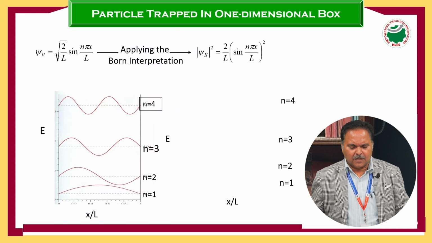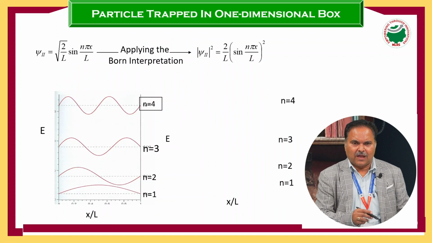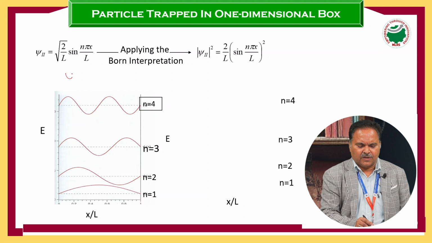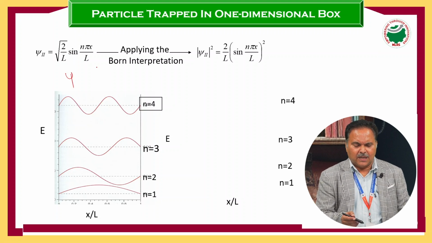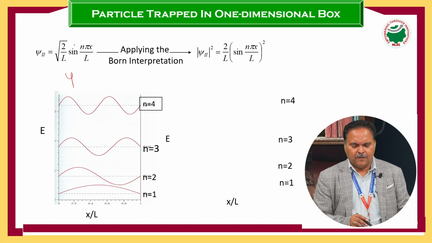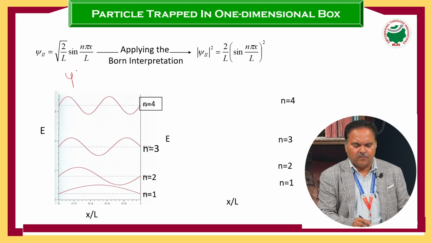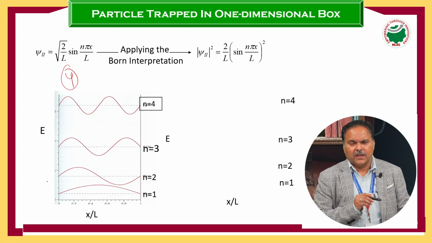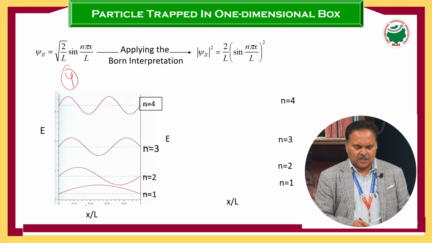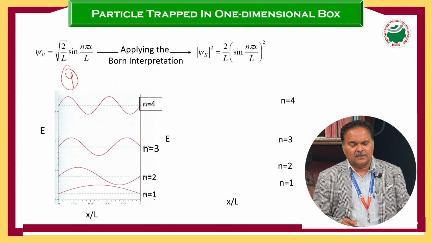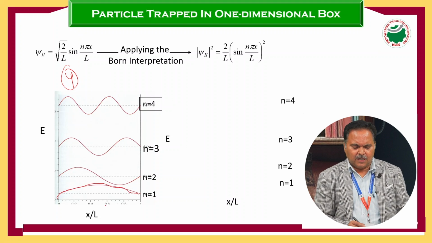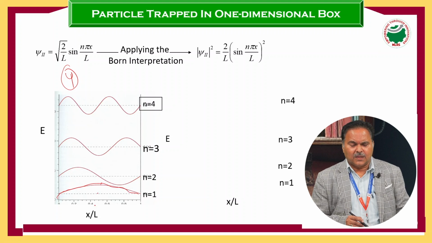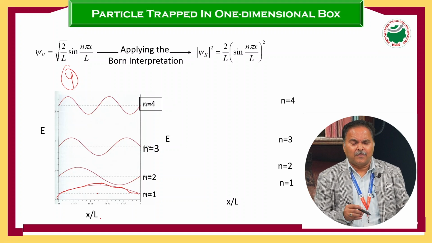Similarly, what are the different types of psi values? That is the wave equation, psi. Psi is A sin n pi x by L, where A is equal to root 2 by L. Now consider the sine wave function with different energy levels. At n equal to 1, that is the zero point energy, we can find the probability of the particle at the center point. That's the maximum probability, at the center.